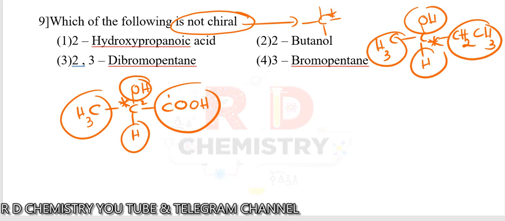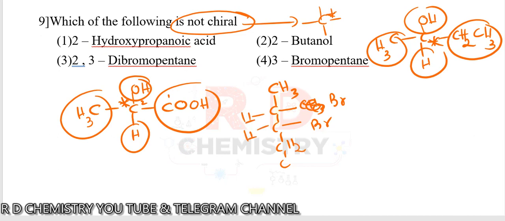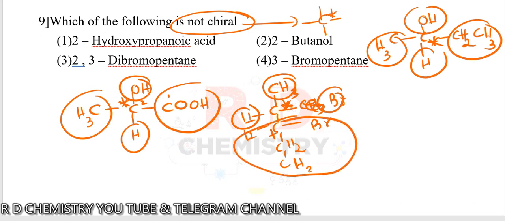Option number 3, 2,3-dibromopentane. Carbon 1, 2, 3, 4, 5. Dibromo at 2 and 3. So this should be CH3, this is hydrogen, this is hydrogen, this is a CH2 and this is a CH3. This carbon atom we mark with a star. There are 4 different groups, correct? Similarly, the next carbon atom is also a chiral carbon atom. You can see there. So that is also chiral.